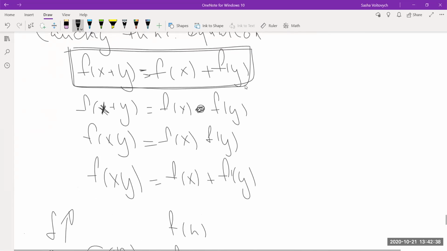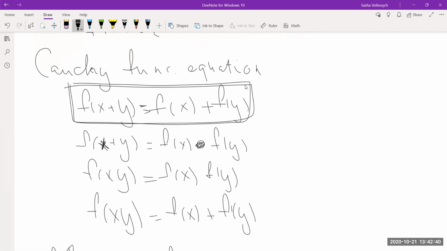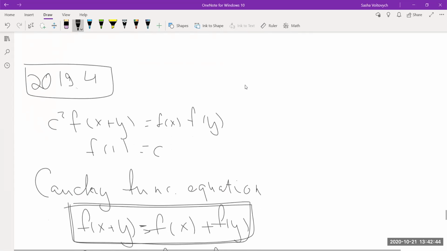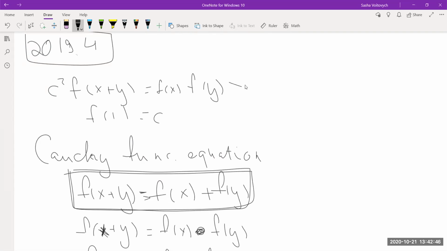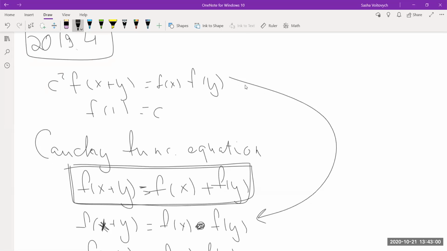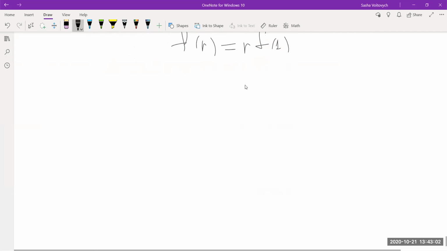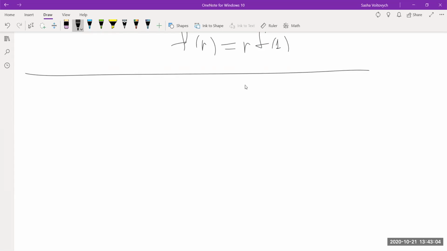So we're going to apply the exact same strategy for our case. This looks like a second equation from the family of Cauchy functional equations, but with a c squared added. So it doesn't really make a difference. Yeah, I'm going to show you guys the whole process of solving it.